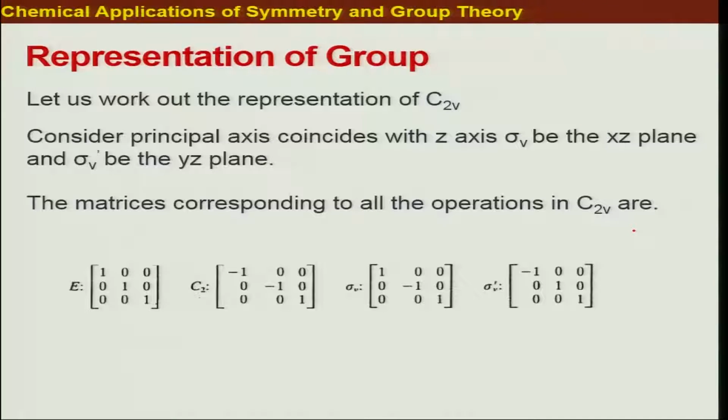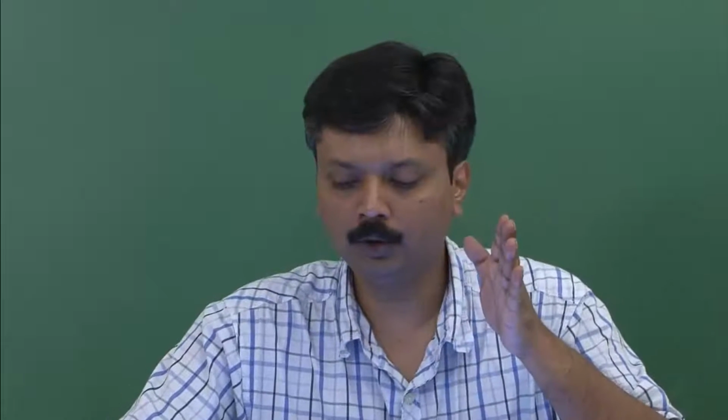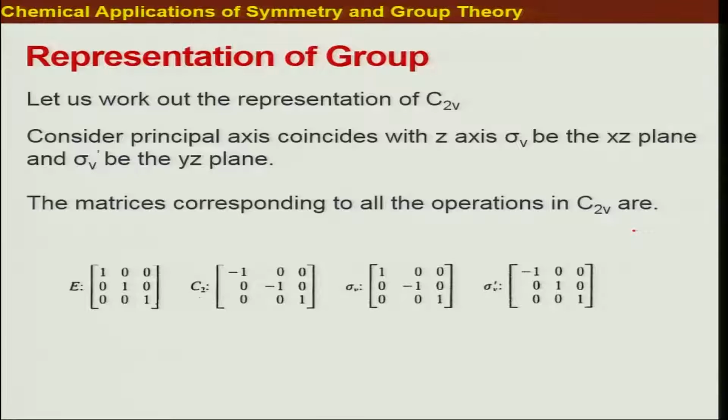We can work out a particular case of the C2v point group. So in this case, we will consider that the principal axis of rotation coincides with the z axis of the Cartesian coordinate system, and the sigma v plane, C2v has two sigma planes and both are vertical planes. Now we differentiate them as sigma v and sigma v prime. So here we choose sigma v to be the xz plane in the coordinate system and sigma v prime to be the yz plane. Now, after considering this, we can get the matrices as follows. So this is for the identity, this is for the C2 rotation axis, sigma v and sigma v prime.